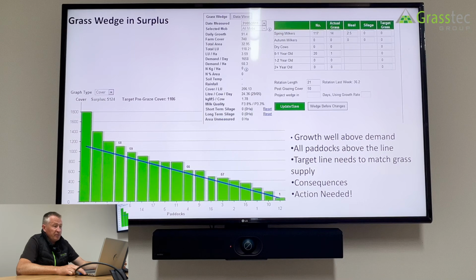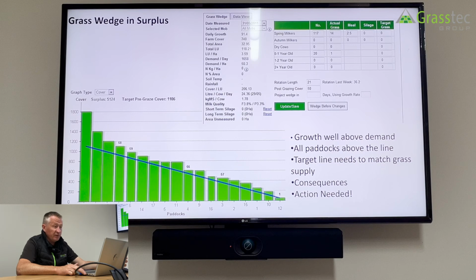There's consequences if you don't take action. An example here is that you can see in the box in the top right hand corner of the screen that there's some concentrates being fed in this instance. Maybe they can be reduced to increase the grass intake. If you increase the grass intake, the demand rises, which means that blue line will rise as well, and hopefully eat into the surplus grass that's there. If you try that, you can play with the program and see is that enough.